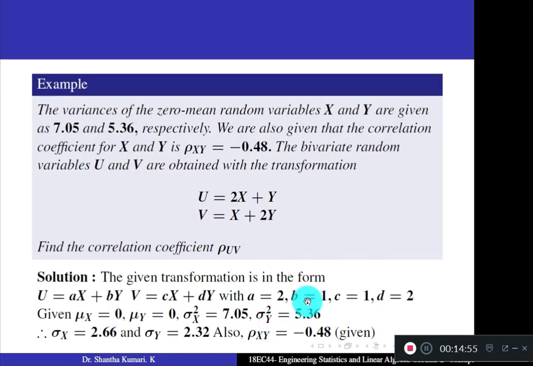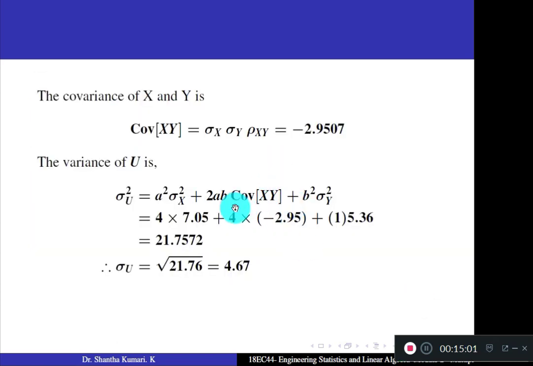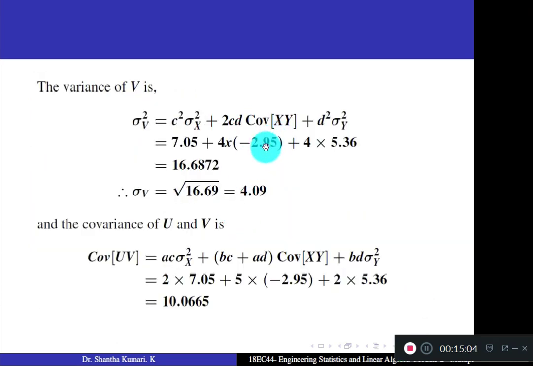What is c and d? C is 1 and d is 2. 2 into 1 into 2 means 4 into covariance. So this should be a product. So it is 4 into, correct this, 4 into minus 2.95 plus d square into sigma square y. All values are known now. Substitute and calculate. You get sigma v equal to square root of sigma square v, which is 4.09.